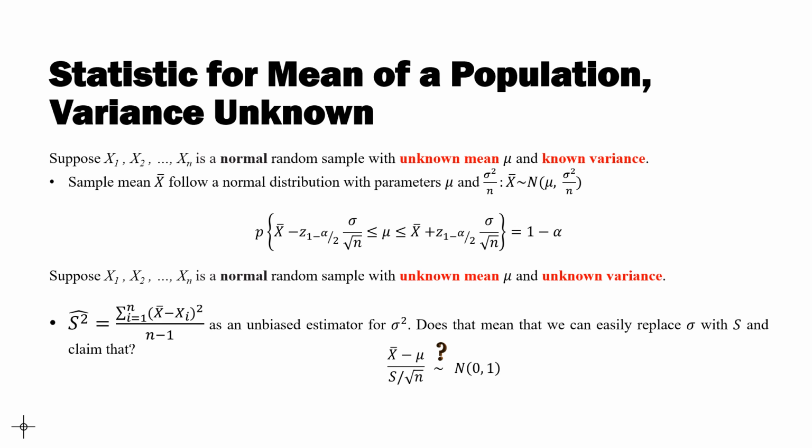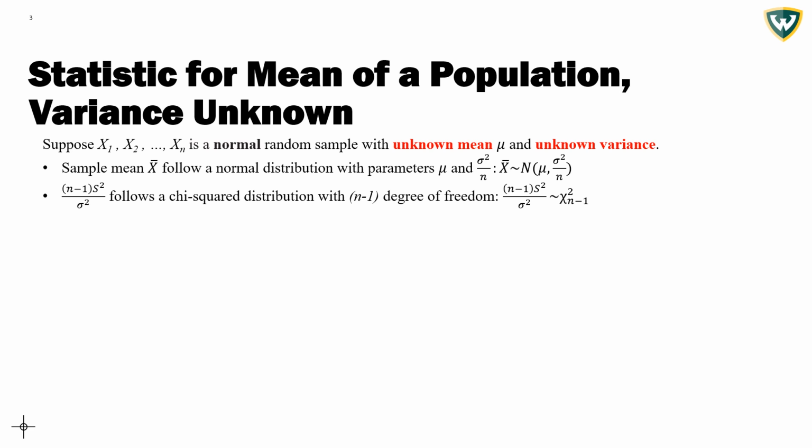Now, the question is whether we can claim that x bar minus mu divided by s over square root of n follows a standard normal distribution. The short answer is no; it is better to identify the distribution of this new statistic. Suppose X1, X2, up to Xn is a random sample from a normal distribution with an unknown mean mu and an unknown variance sigma squared.